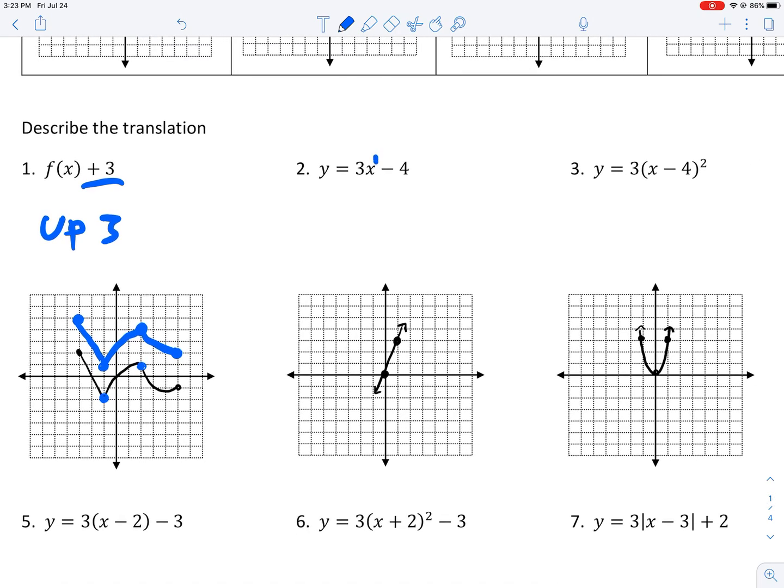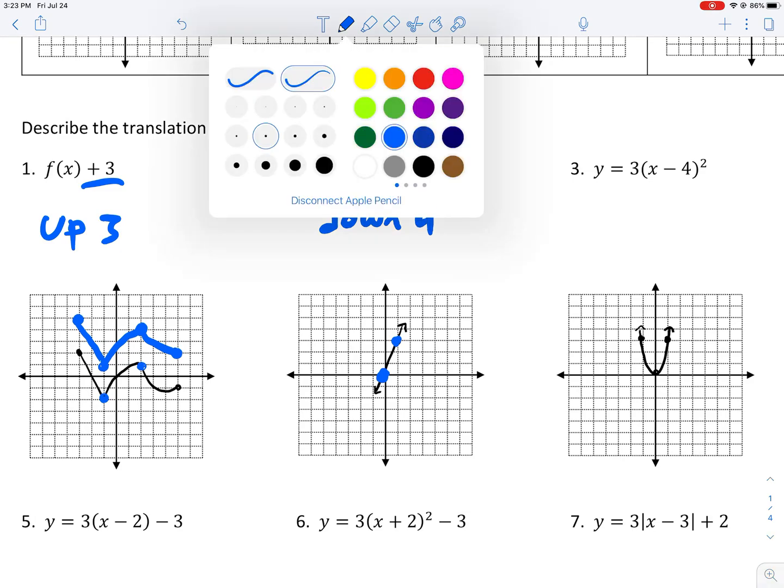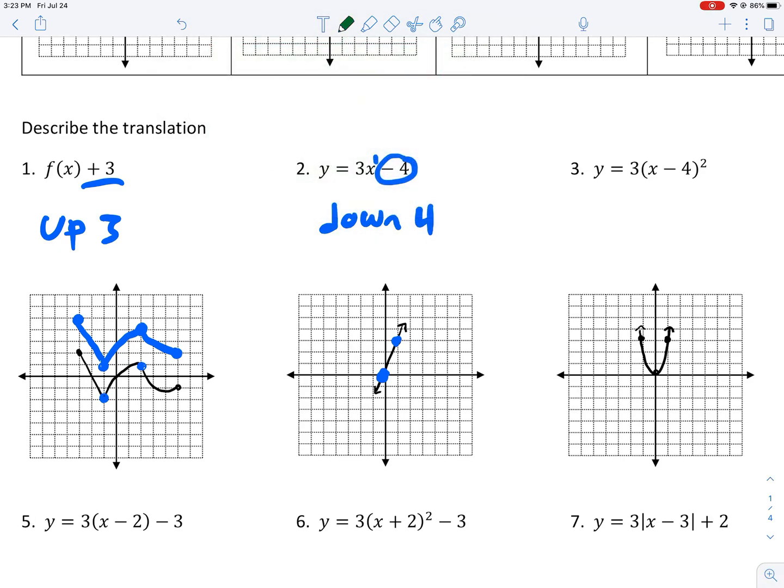Okay, linear function, x is to the first power. So here's your parent function. Now this tells me to subtract 4, so it's going to move down 4. So I'm going to take those blue dots and move them down 4. 1, 2, 3, 4. 1, 2, 3, 4. And then just reconnect the dots. So there's your translation.